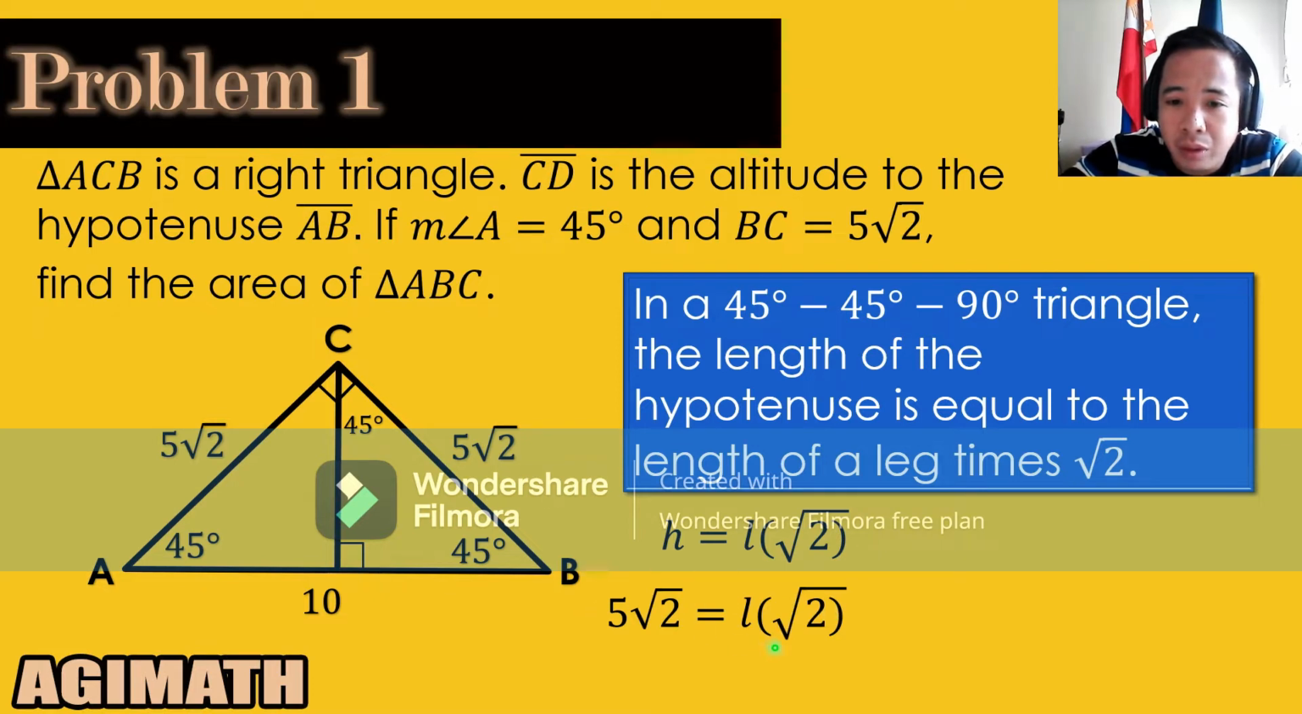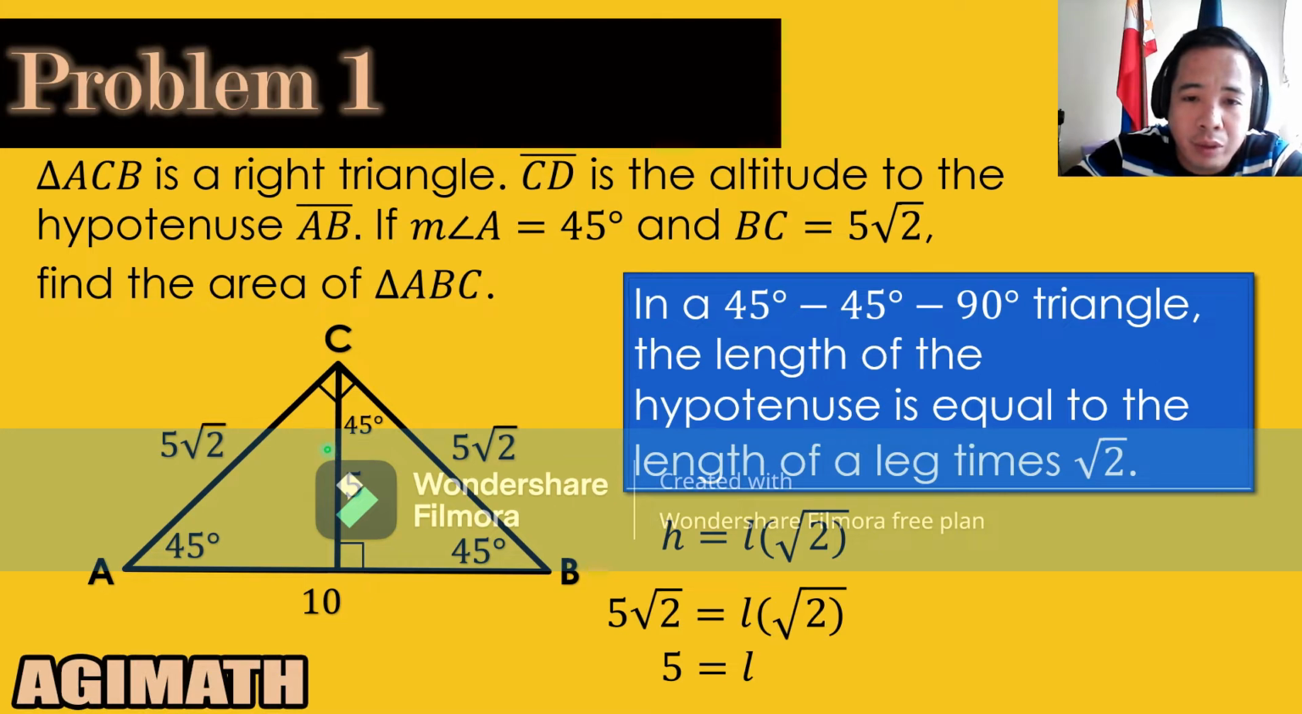Now, in order to solve for the length of the leg, we need to divide both sides by square root of 2 to eliminate this square root of 2. So that's properties of equality. Dividing both sides by square root of 2, of course, it will cancel with square root of 2. What will remain is we have the length of the leg is equal to 5. Therefore, CD is equal to 5.